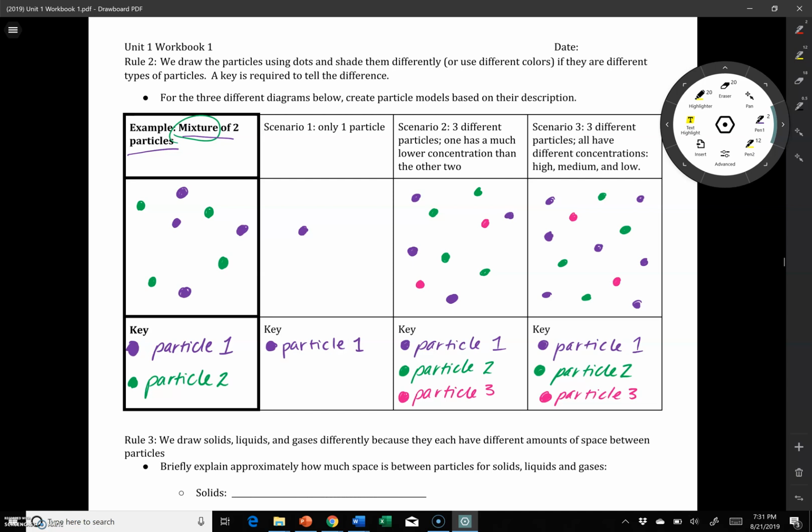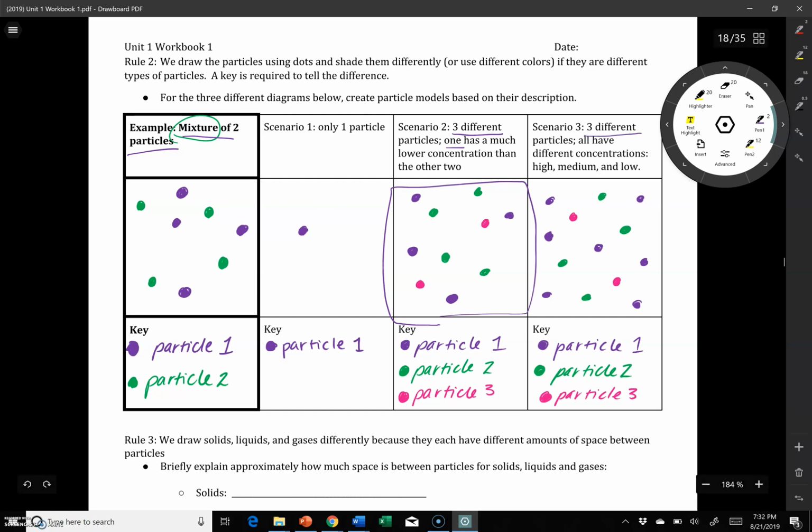In scenario 2, I have 3 different colors, purple, green, and pink. One that has a much lower concentration than the other 2. And so if I check, that means concentration, I should have fewer in this box that I have here. Okay? And so since pink has fewer than the other ones, that tells me that I have 1 of these at a lower concentration and the other 2 are higher.